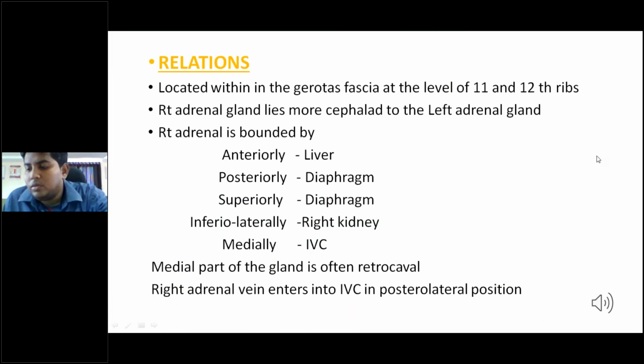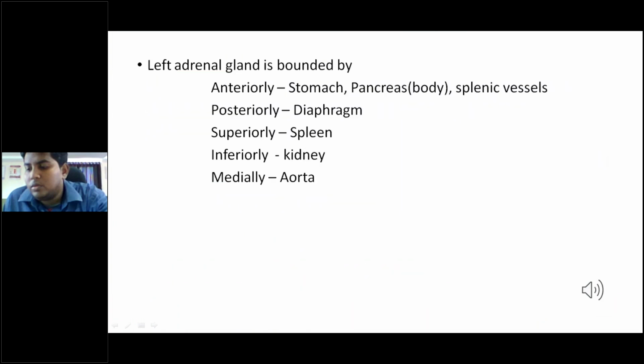Coming to the vascular supply, already we discussed the arterial supply.